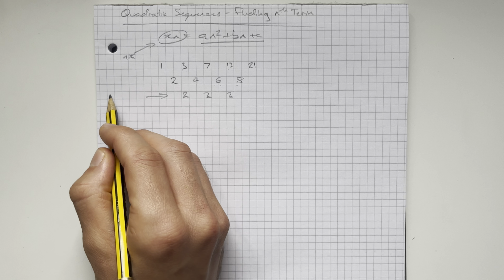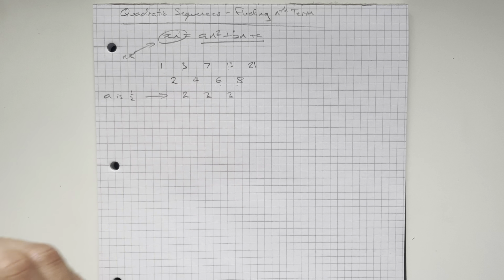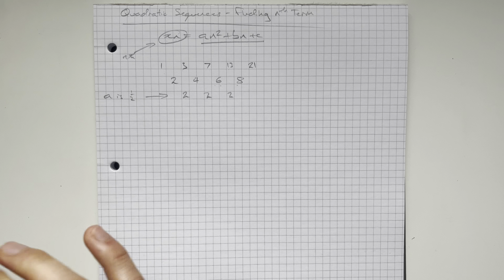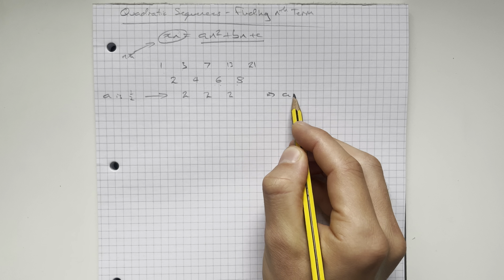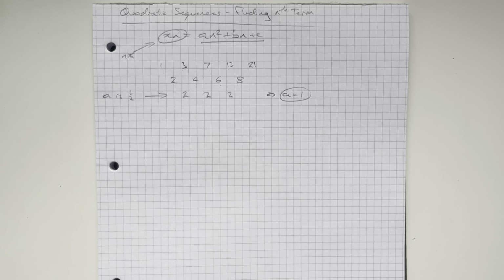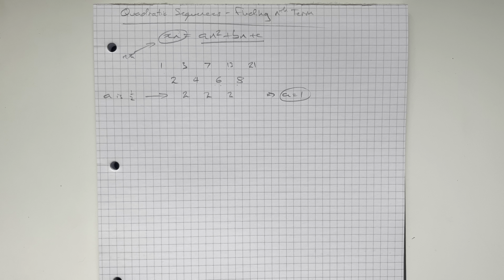And a is always half of this. So a is half of this 2. So this tells us then straight away that a is equal to 1. So that's the method to find what a is. And to find what b and c are then, it's a little bit more complicated.